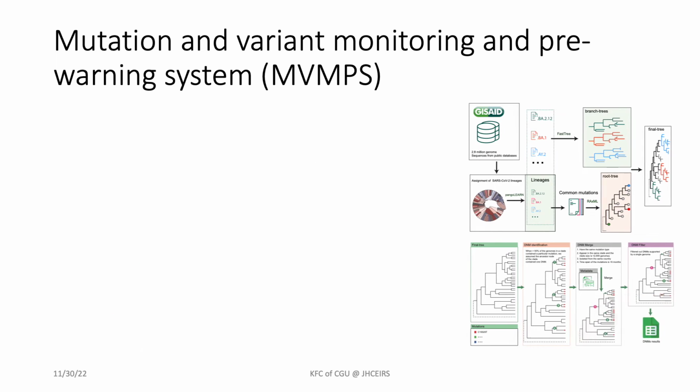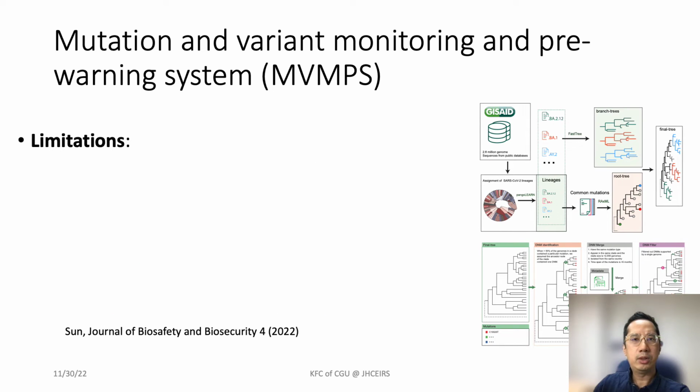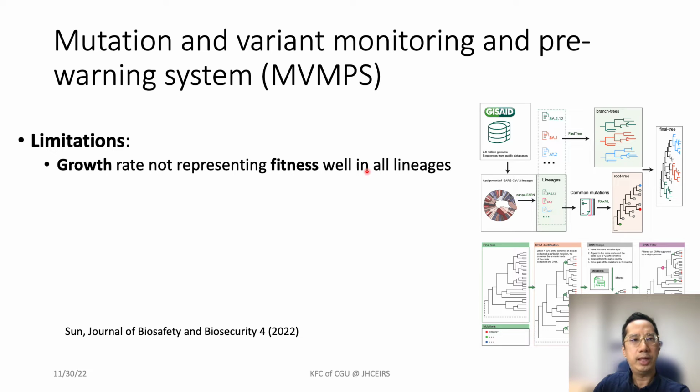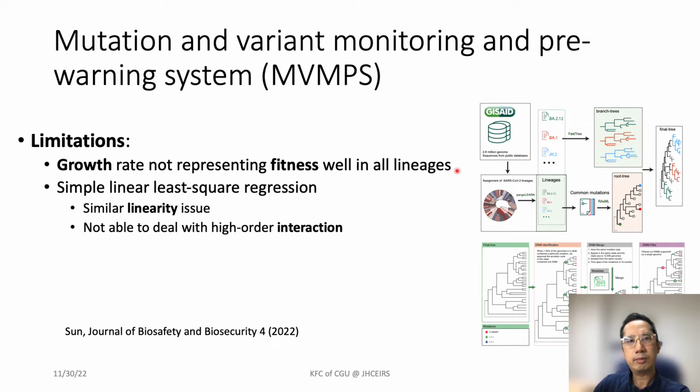So these methods also have some limitations. First, again, the growth rate does not always represent the fitness in all lineages. And then there are their simple linear least square regression methods. First is the similar linearity issue, and then the capacity to identify the interaction between the genes.